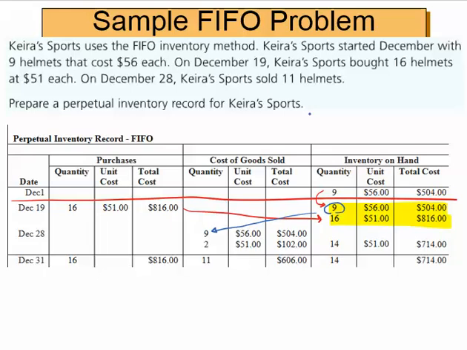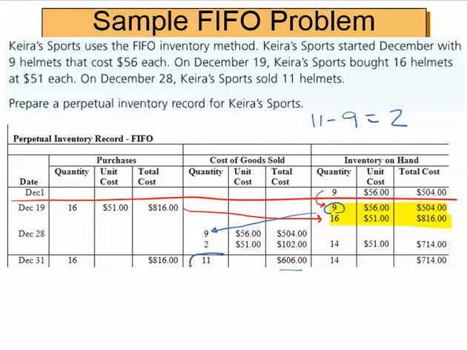So if I sold 11, and I had 9 there, that means I need 2 more out of this group of 16 that I'm going to sell. Those cost 51, so I will also sell 2 at 51. Add those together, that means my cost of goods sold, I sold 11, and the total cost of those was $606. The question then becomes, what do I have left in my ending inventory? Well, if I had 9 and 16 and I sold 11 of those, that's going to leave me 14 at a cost of 51, for $714.